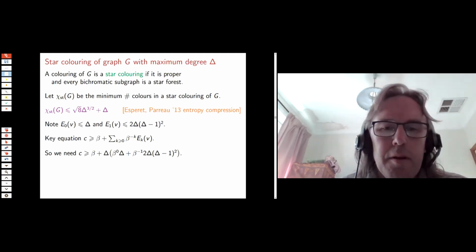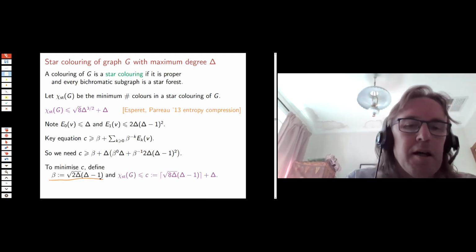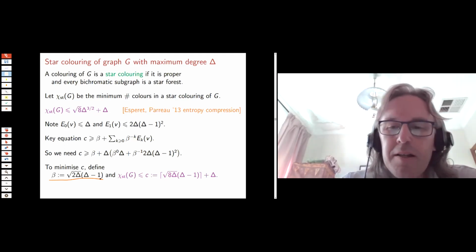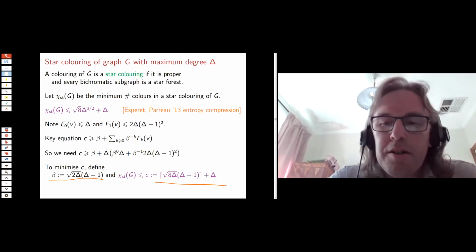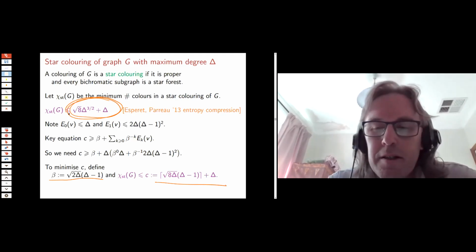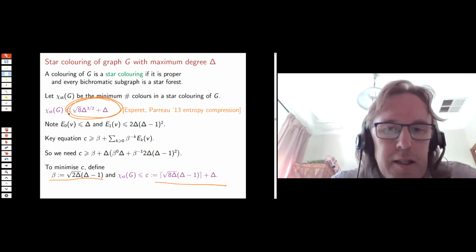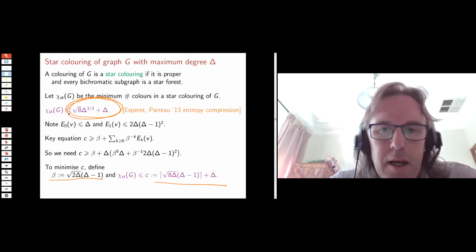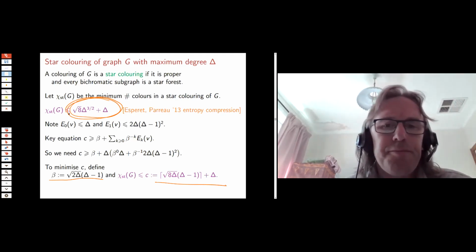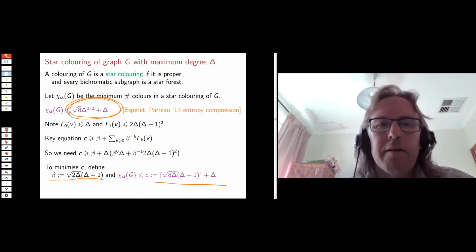You take a first derivative, solve it equal to 0, and it will tell you that you should take beta to be root 2 delta times delta minus 1. And then the number of colors pops out to be this expression here, which almost exactly matches the best known upper bound. In fact, it's a tiny improvement. So using this generic framework, you can easily prove results that are known, or in some cases improve the best known results. So always you introduce edges into your hypergraph that model the bad colorings.